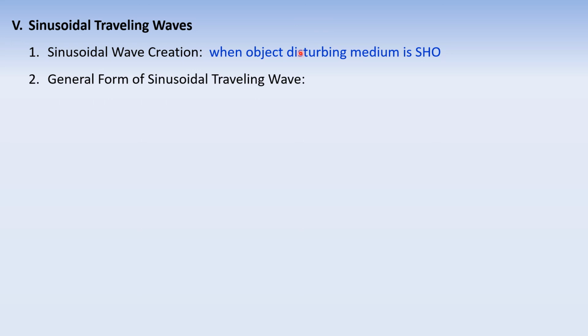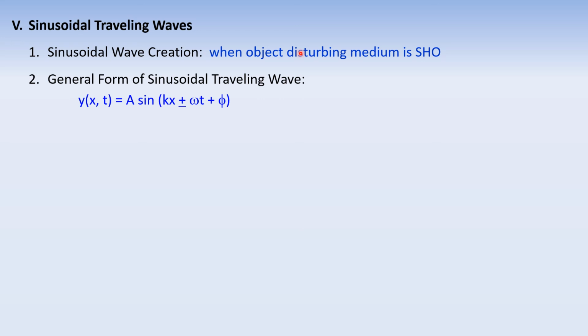So when that simple harmonic oscillator disturbs the medium, it creates a sinusoidal traveling wave, having a general form that can be described by this sinusoidal function. What we're showing you here is a wave function, y of x,t equal to A times the sine of the argument kx plus or minus omega t plus phi.